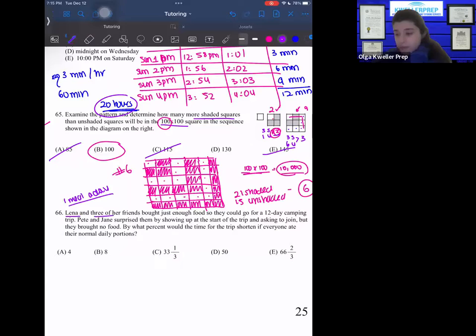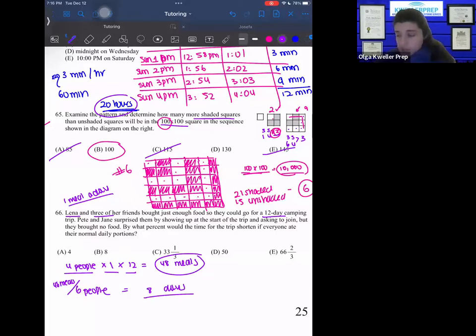So we have Lena and three friends. So we've got four people. They all have to eat one time a day and they're going camping for 12 days, right? So I also have to multiply by 12. So what that means is, let's say they had brought 48 meals. So when Peter and Jane join, now instead of four people, we have six people, right? And this doesn't change, still one meal, still 12 days, but this is constant. We've only got 48 meals. So when we do 48 meals divided by those six people, we end up with 8 days. So what that means is their trip had to be shortened by 4 days.